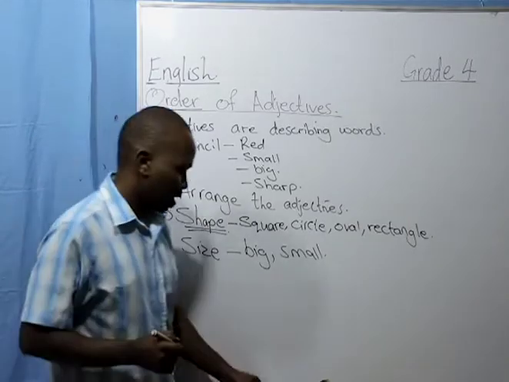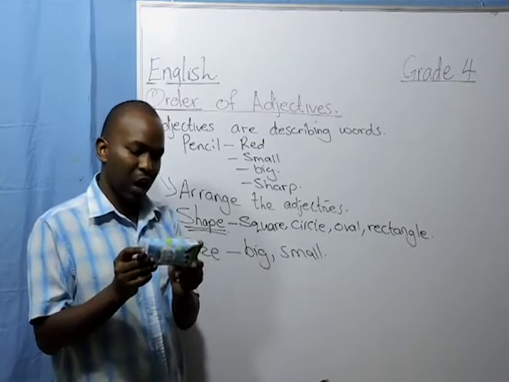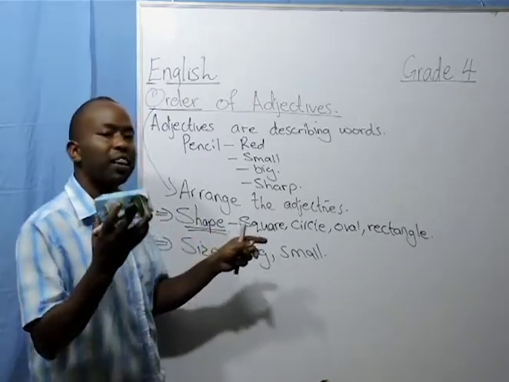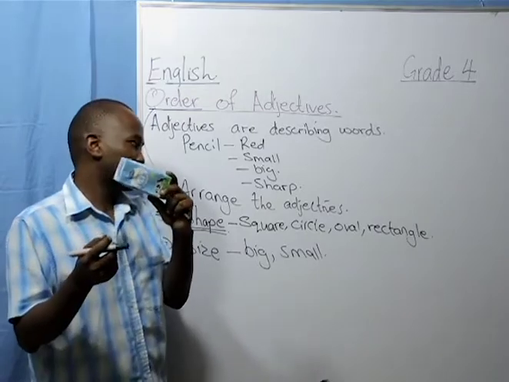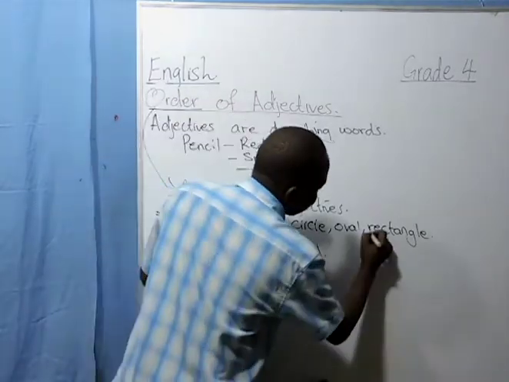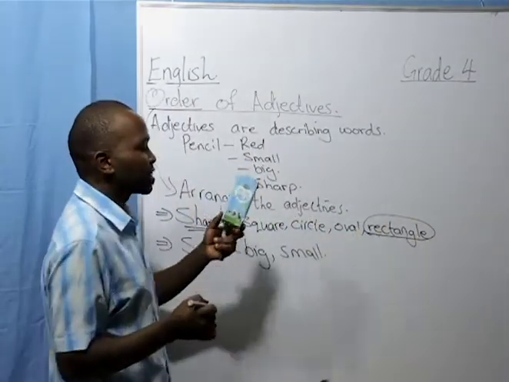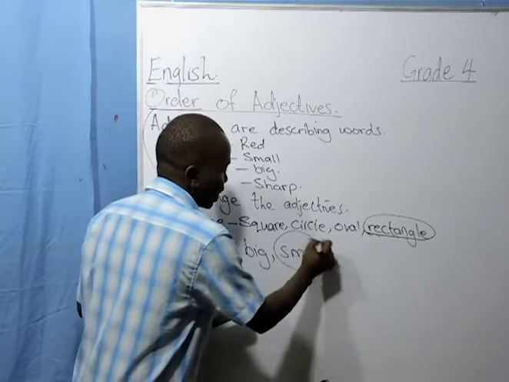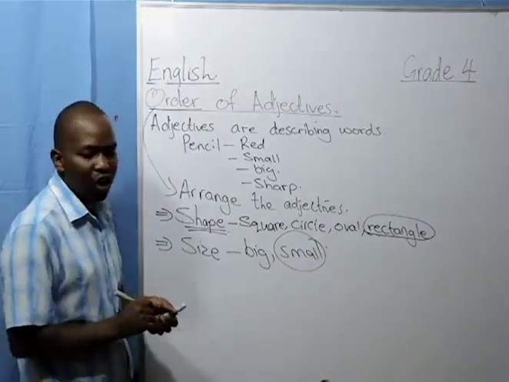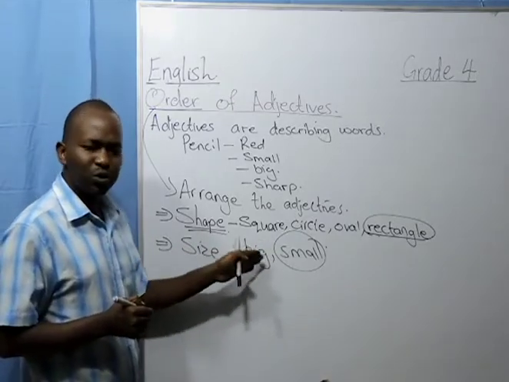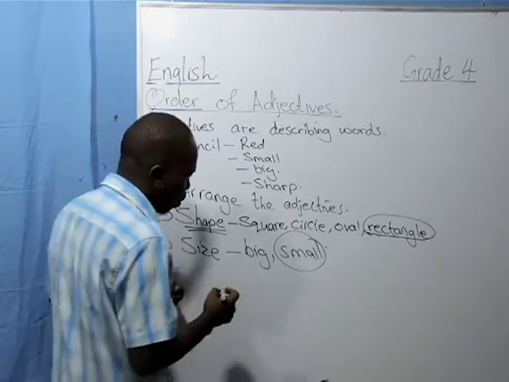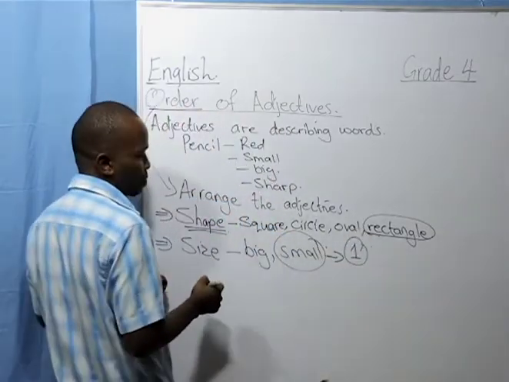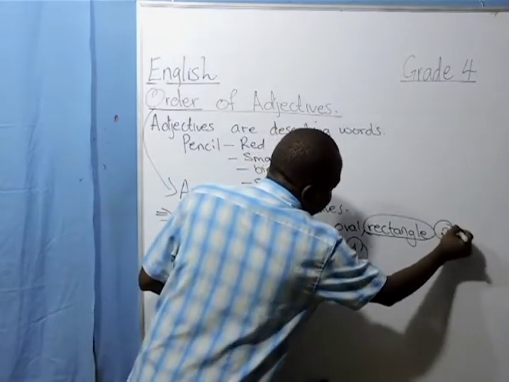Now, with me here, I have a carton of milk. I hope you can see it. Now, let's use the shape to describe this carton of milk. Which shape is this? Yes, rectangle. Very good. What about the size? Is it big or small? Somebody says small. So let's use those two words to describe this carton of milk. Now, when it comes to using these two words, the adjective of size will come number one. Then it will be followed by the adjective of shape.